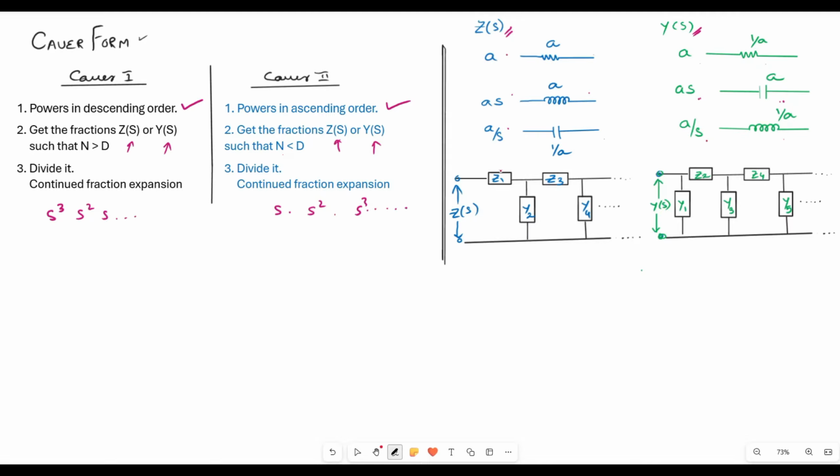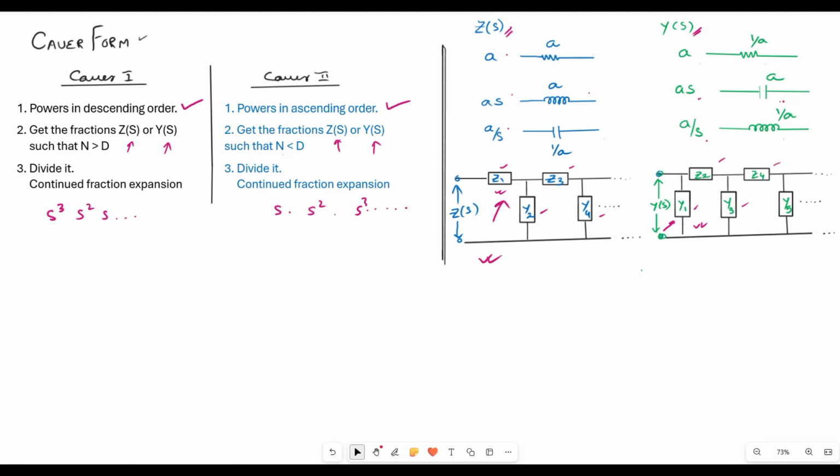For the circuitry, if we are considering Z(s), this would be the circuitry where we start with Z1. In case of Y(s), we start with Y. Here Z is in series and here Y is in parallel, and the remaining circuit is the same. We follow the sequence in this format: Z1, then Y2, then Z3, Y4. And if we're starting with Y, then Y1, Z2, Y3, Z4, and so on.